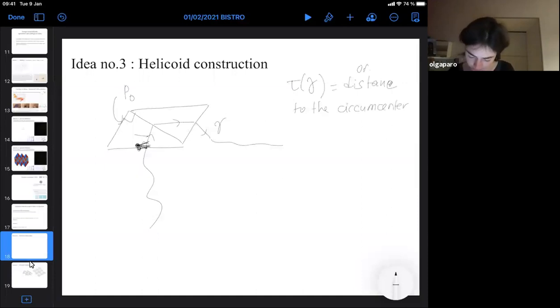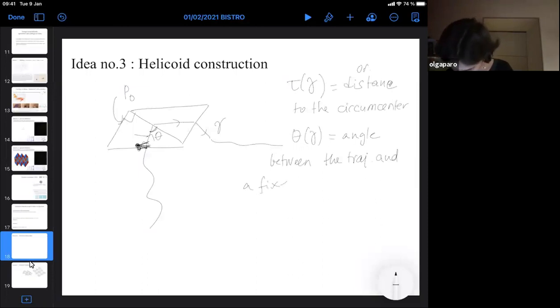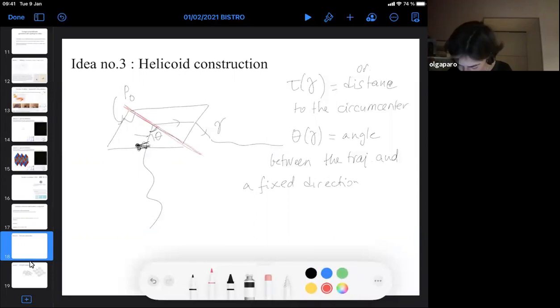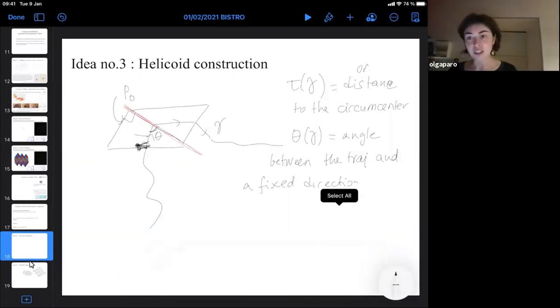And we can also define an angle parameter, theta. Theta of gamma is the angle between the trajectory and some fixed horizontal direction, chosen once and forever. Here I have chosen the direction of this line. Okay, so these are the parameters. And now we know that if we change tau and we fix theta, we will have a parallel foliation of the plane. But now what we will do is change theta, but keep tau the same.